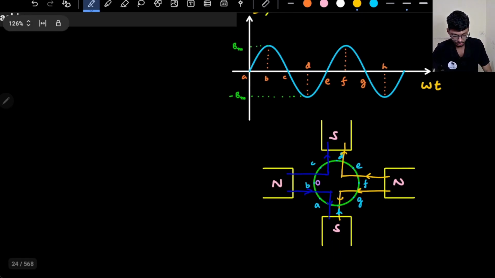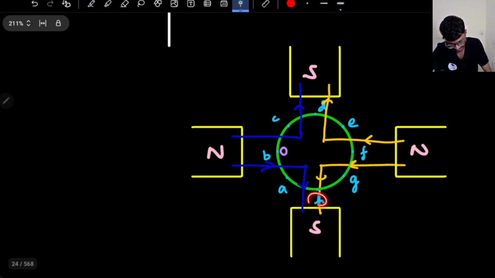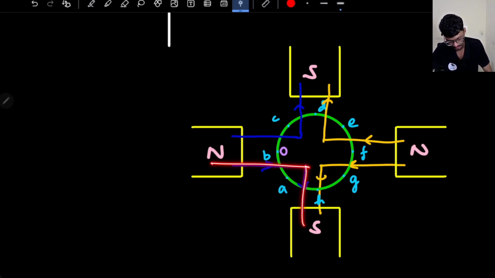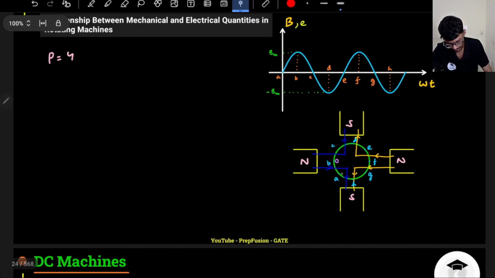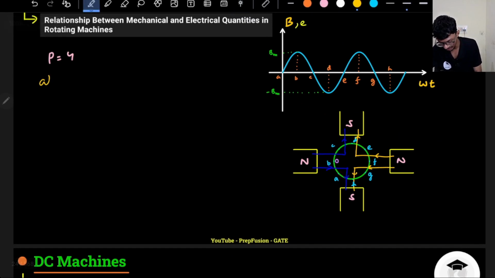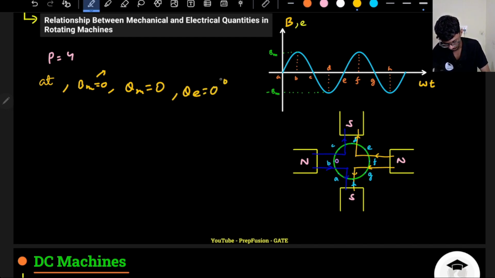What I observe is that at point A there are no field lines passing. The field lines come here and go there. So my starting point will be A. At point A my magnetic field is 0 and my theta m is 0. As the field is sinusoidally varying, my theta e will also be 0, no problem. But let's see what happens at different points. This is at point A. Let me see at point B.